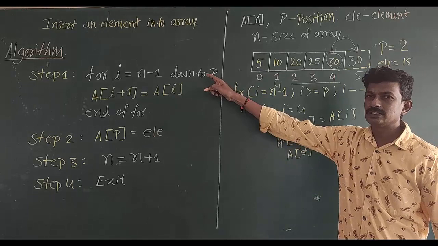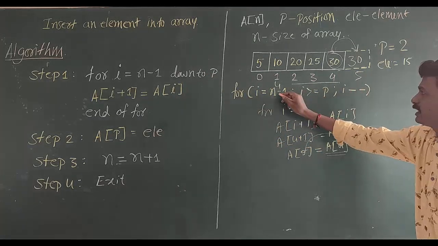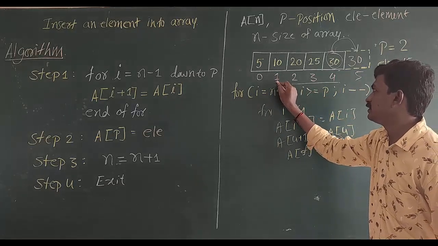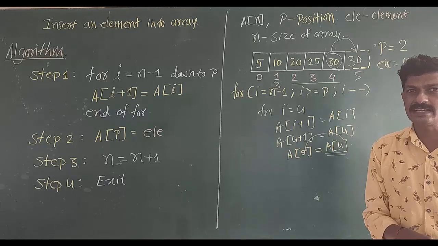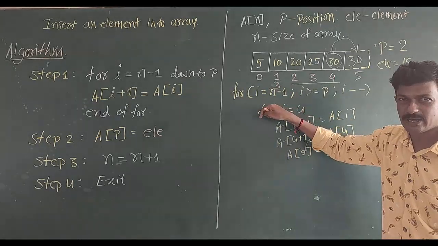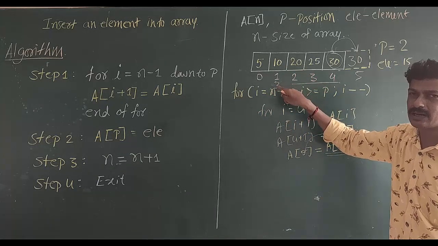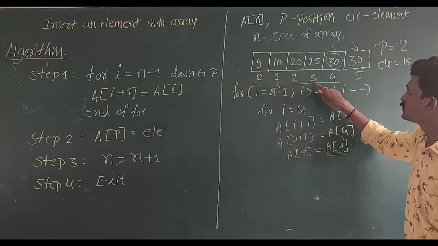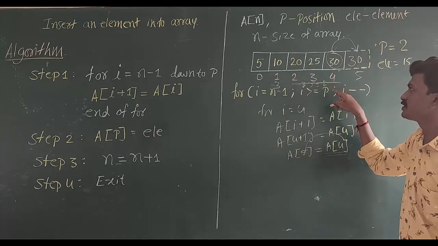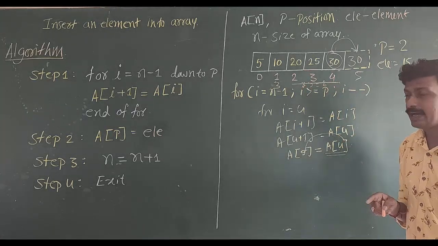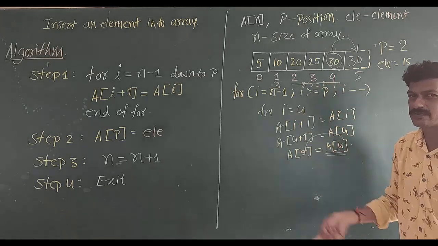Once again, the i value will be decremented, i minus minus. I becomes 3, because the i minus minus operation decreases the i value by 1. It was 4, now I decreased it by 1, so i becomes 3. 3 is greater than or equal to 2, so my position is 3. Up to the second index, I need to shift all those elements.